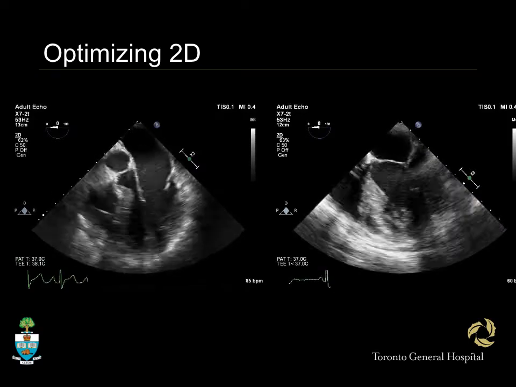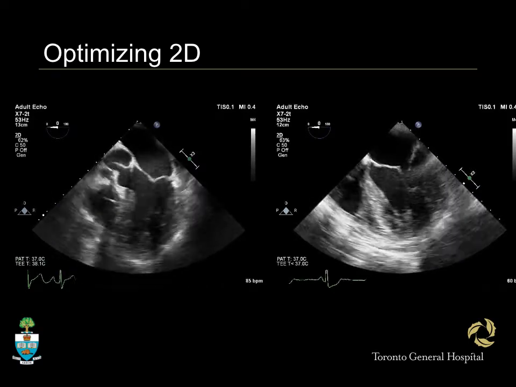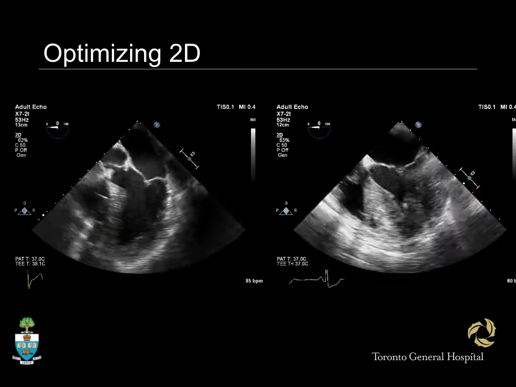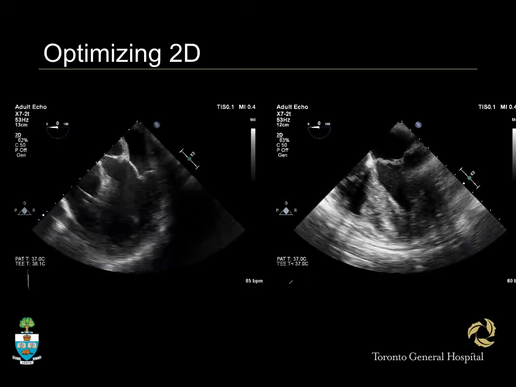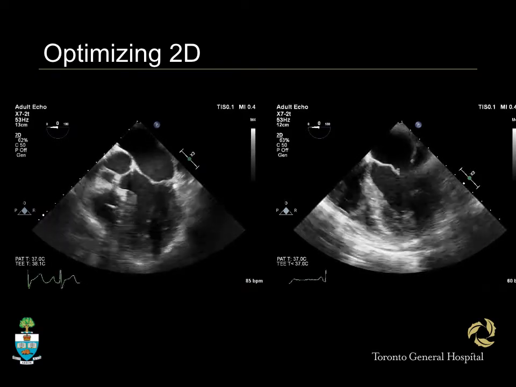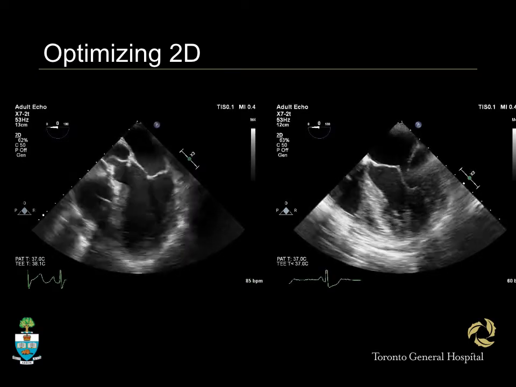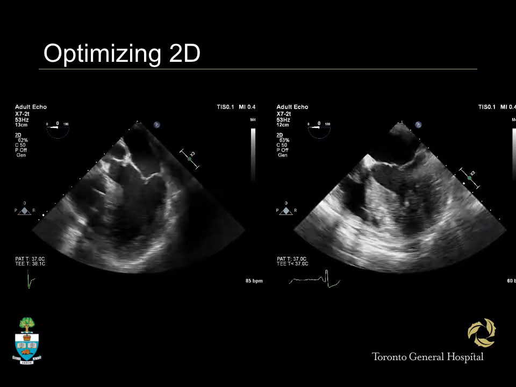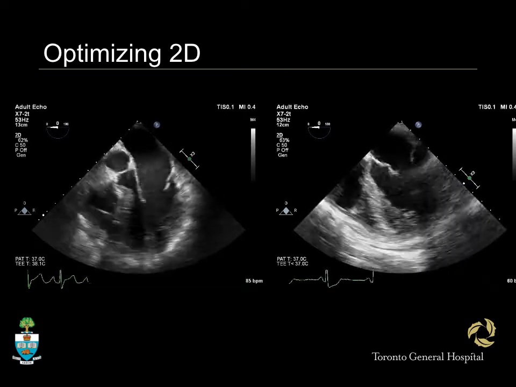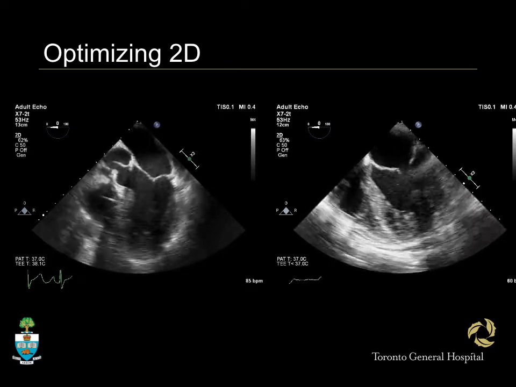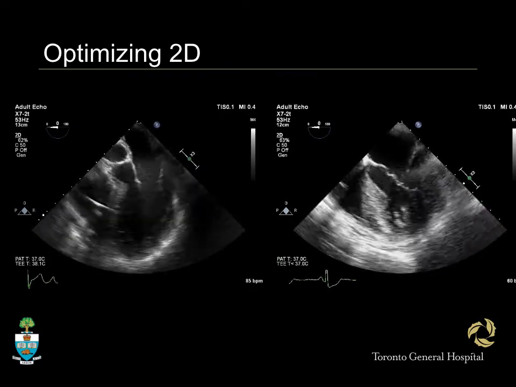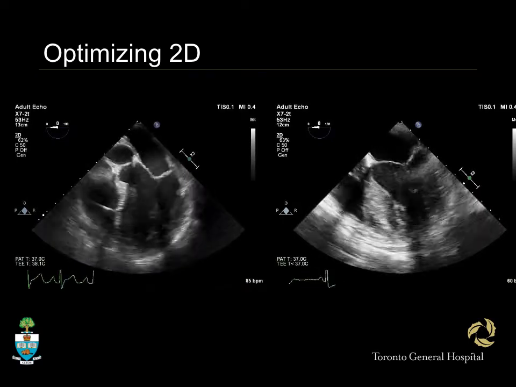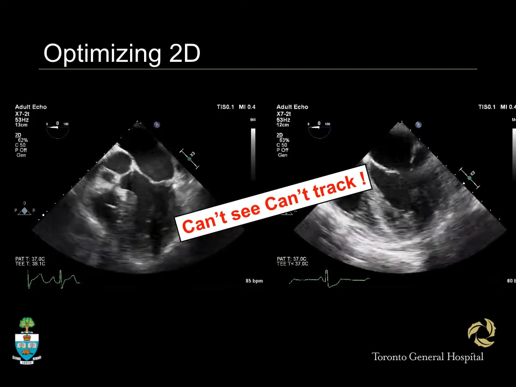So what's the secret to getting a good strain measurement? The first step is you need to get a good four-chamber view where you actually see the right ventricle. In this case, there are two really poor four-chamber views for the right ventricle. And here you can barely see the free wall of the right ventricle, right? And here the problem is that the tricuspid annulus is most of the time outside of the plane, outside of the screen. So you cannot track the wall all the way to the tricuspid annulus. So basically, whatever you can see, you can track.